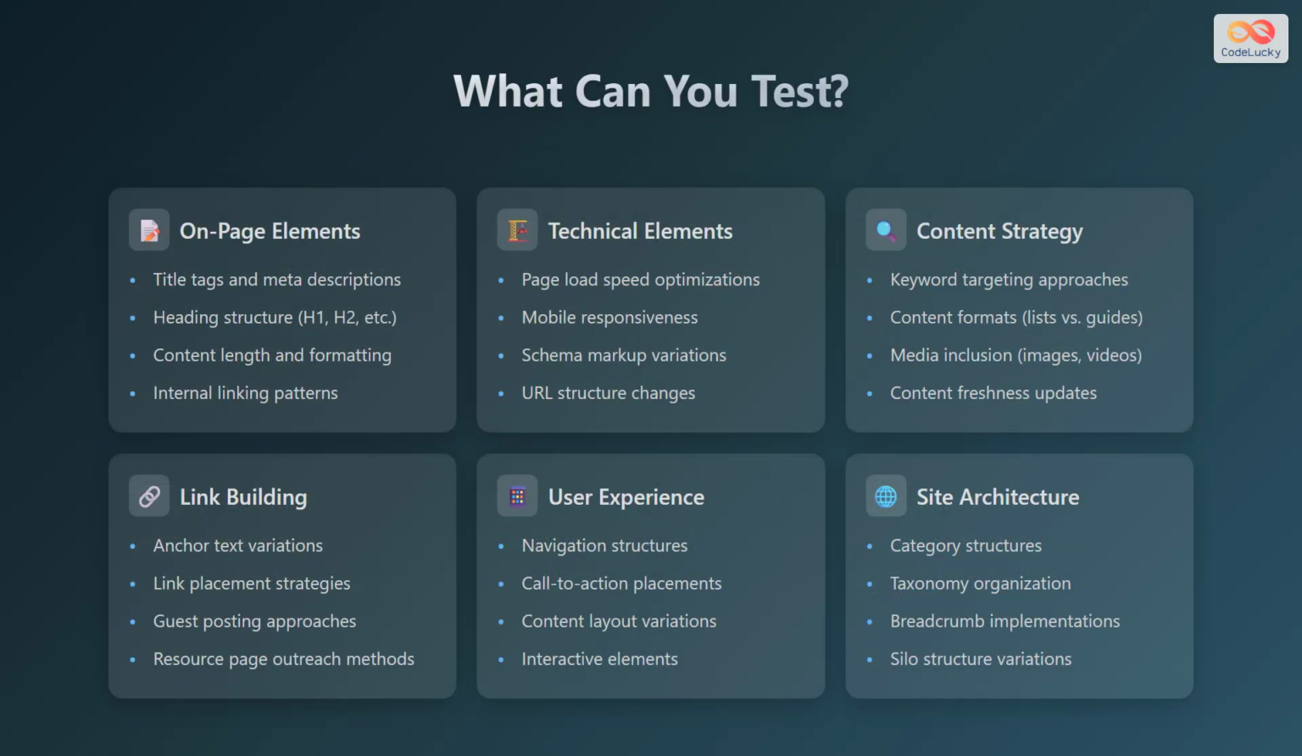Now, what elements can you actually test when it comes to SEO? The possibilities are vast. You can test on page elements, like title tags, meta descriptions, heading structures, and even the length and formatting of your content. You can also test technical elements, such as page load speed, mobile responsiveness, schema markup, and URL structure. Also, content strategy aspects are testable, for example, different keyword targeting approaches, content formats such as lists versus guides, and the inclusion of different media like images and videos.